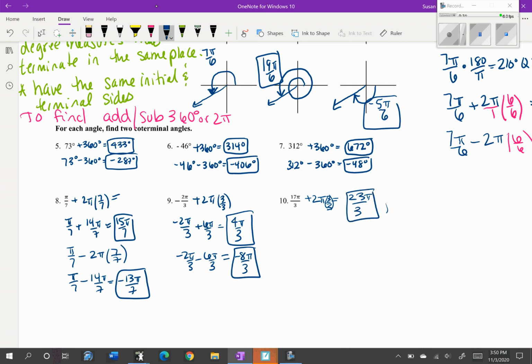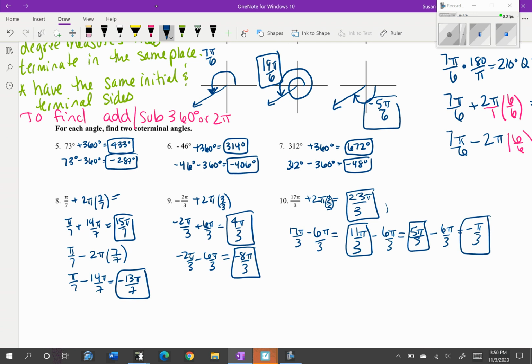And if I do the negative angle measurements, I have 17 pi over 3 minus 6 pi over 3. Notice when I do that, that still gives me a positive angle measurement, 11 pi over 3, which I can use for a coterminal answer that's positive, but I still need a negative one, so I subtract another 6 pi over 3, which gives me 5 pi over 3, which is also coterminal. So if I still want to get a negative angle measurement, I need to subtract another 6 pi over 3, which gives me negative pi over 3. So this would be my negative answer.